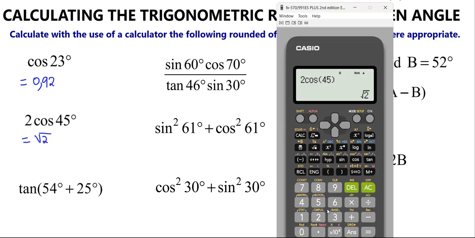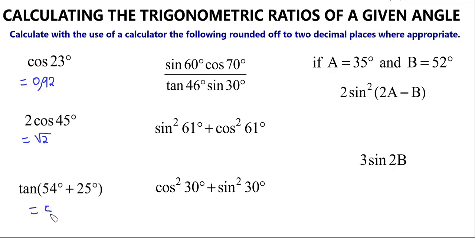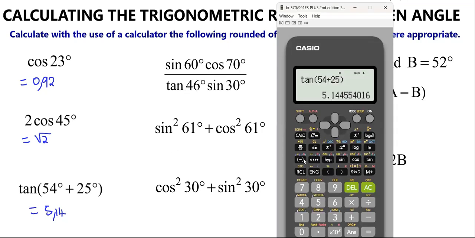So let's see again what we have. If we have tan, we put in bracket 54 plus 25. What do we get? We get 5.14. So it's going to be equal to 5.14.